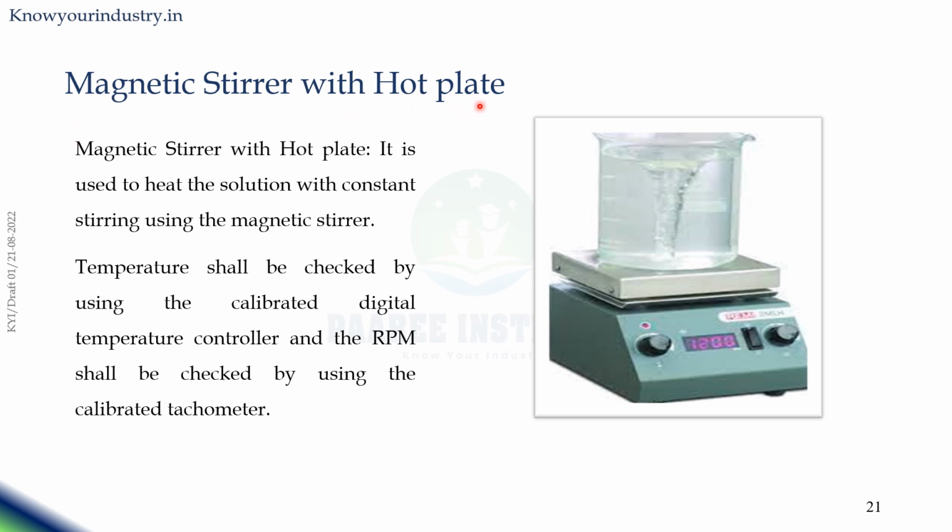Magnetic stirrer with hot plate is another instrument. This is used to heat a solution with constant stirring using the magnetic stirrer. This is also one of the wet lab instruments to process samples. In this instrument, the temperature shall be checked using a calibrated digital temperature controller, and the rotation per minute, RPM, shall be checked using a calibrated tachometer.